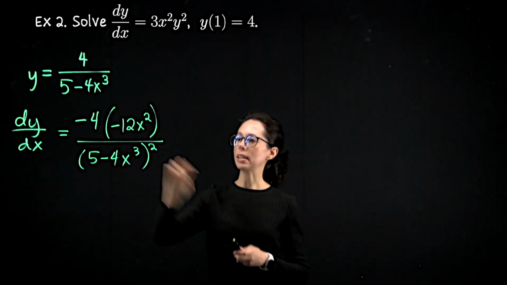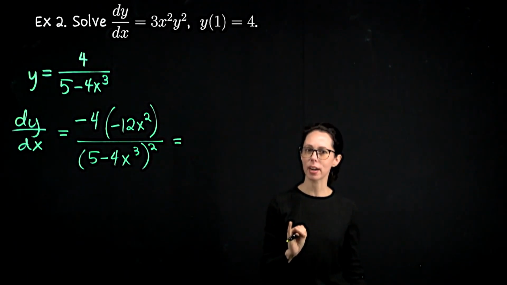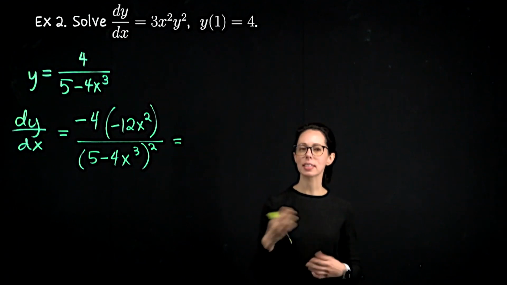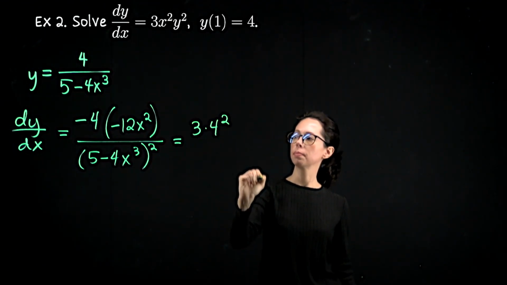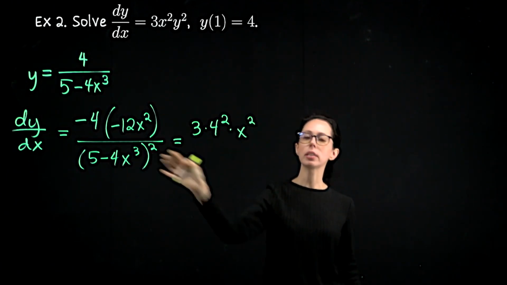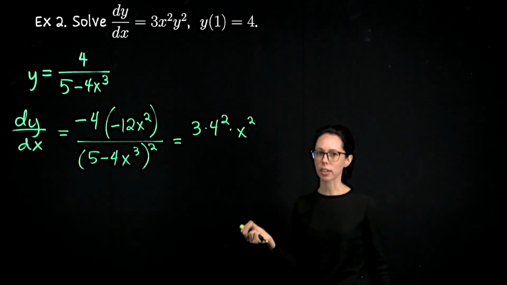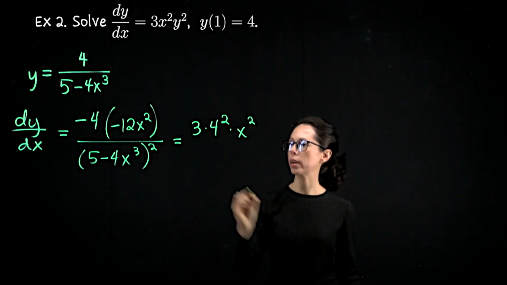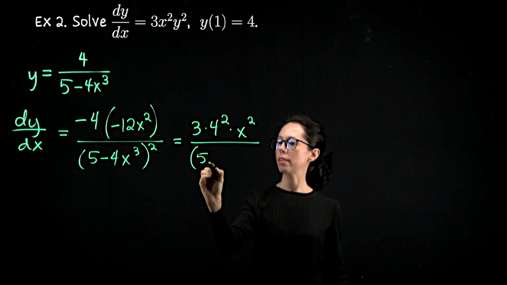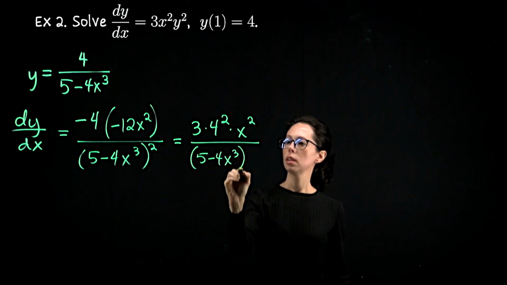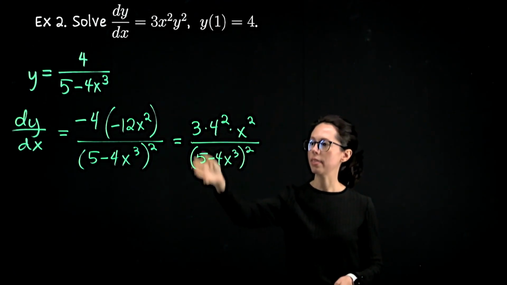So I keep that in mind as I simplify. This is 48, since -4 times -12 is 48, but I know I'd like to have a 3 in there. So what is 48 divided by 3? That's 16. Let me write 48 as 3 times 4 squared times x squared. Normally I wouldn't write the number 48 that way, but I know that I'm looking to have that leading 3. I also think that things are going to get squared. So 3, 4 squared, x squared, all over the same denominator as before, 5 minus 4x cubed squared.